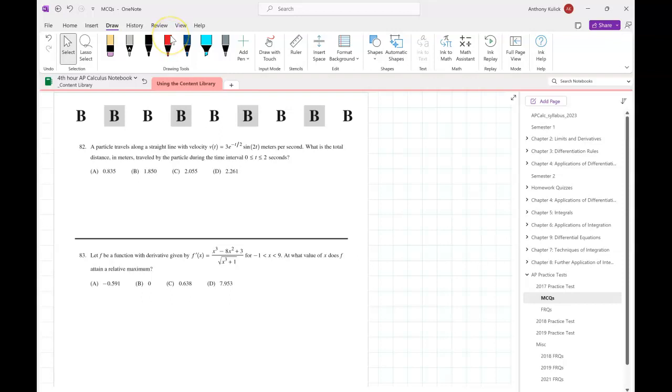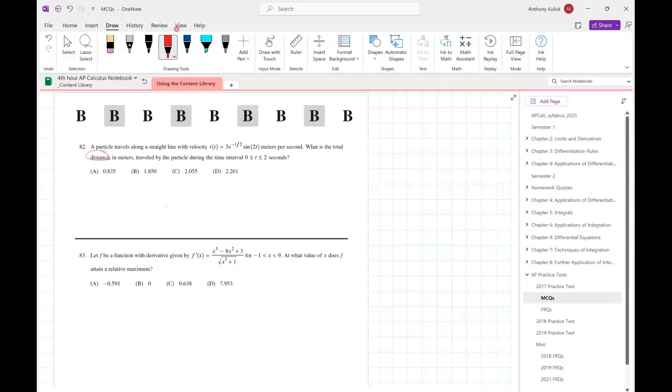So 82 says a particle travels along a straight line with velocity v of t equals yada, yada, yada, meters per second. What is the total distance in meters traveled by the particle during the interval from 0 to 2 seconds? How do I do this?